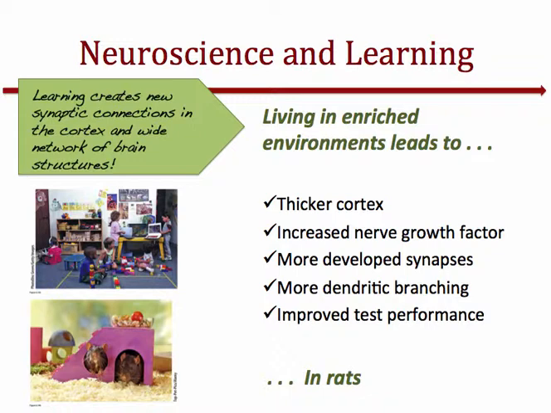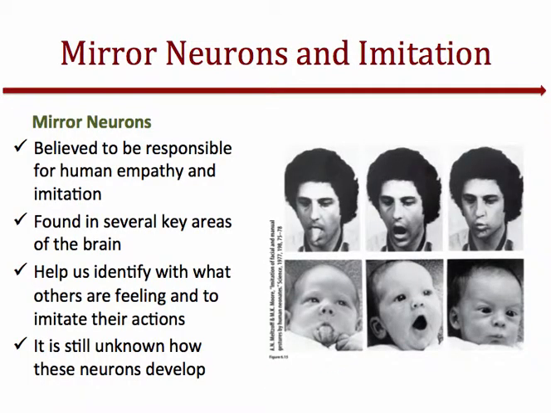As the name would imply, this is a chemical that is implicated in the growth of new neurons, more developed synapses, more dendritic branching, and you'll recall that dendrites are the branch-like structures on a neuron that are responsible for helping us to develop these connections between new neurons. And of course, being in an enriched environment also results in improved test performance as well.